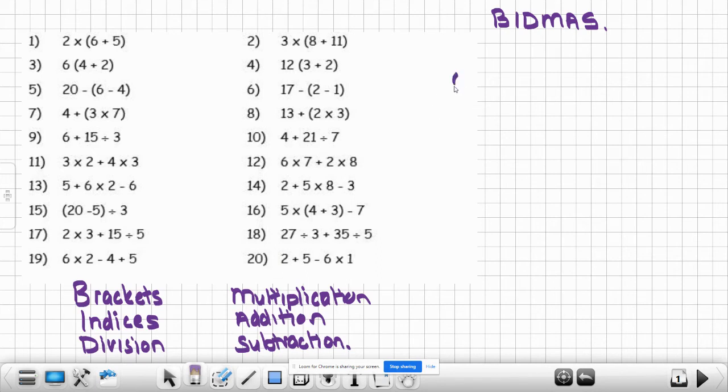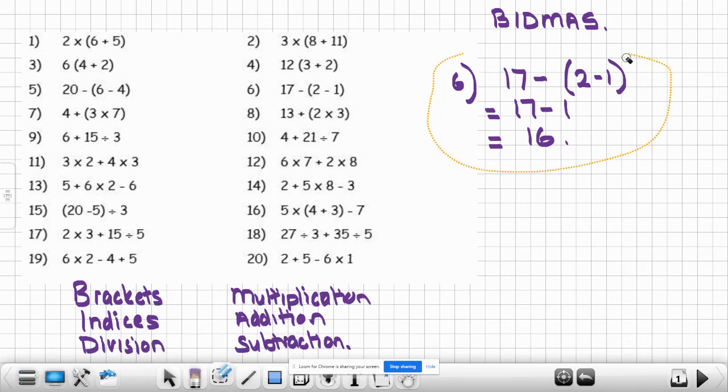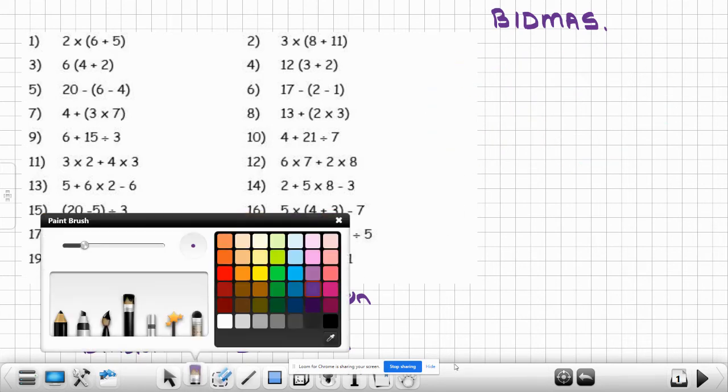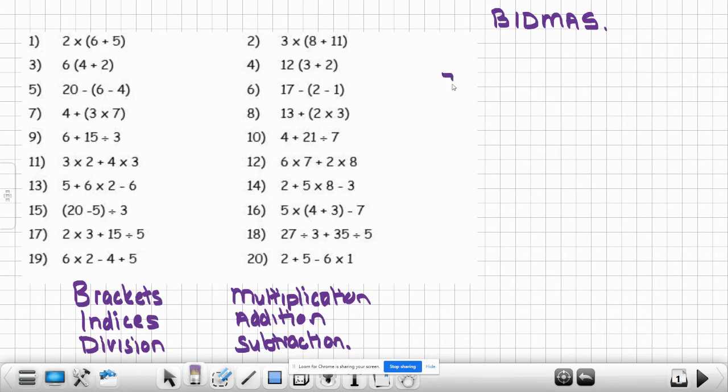Question 6. 17 minus 2 minus 1. Going to deal with the brackets first. So we get 17 minus, we've got a sign outside so we can use that. 2 minus 1 is 1. So we have 17 minus 1 equals 16. I'm going to speed it up a little bit, but don't forget you can pause, replay as you like.